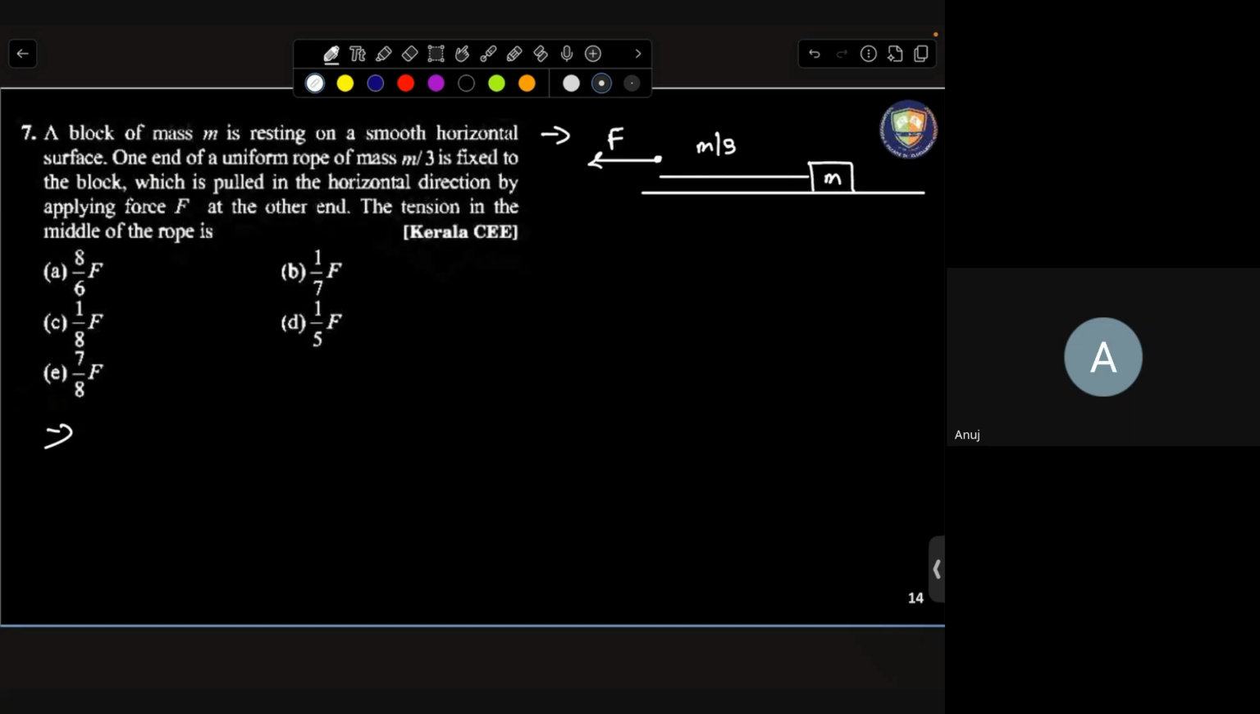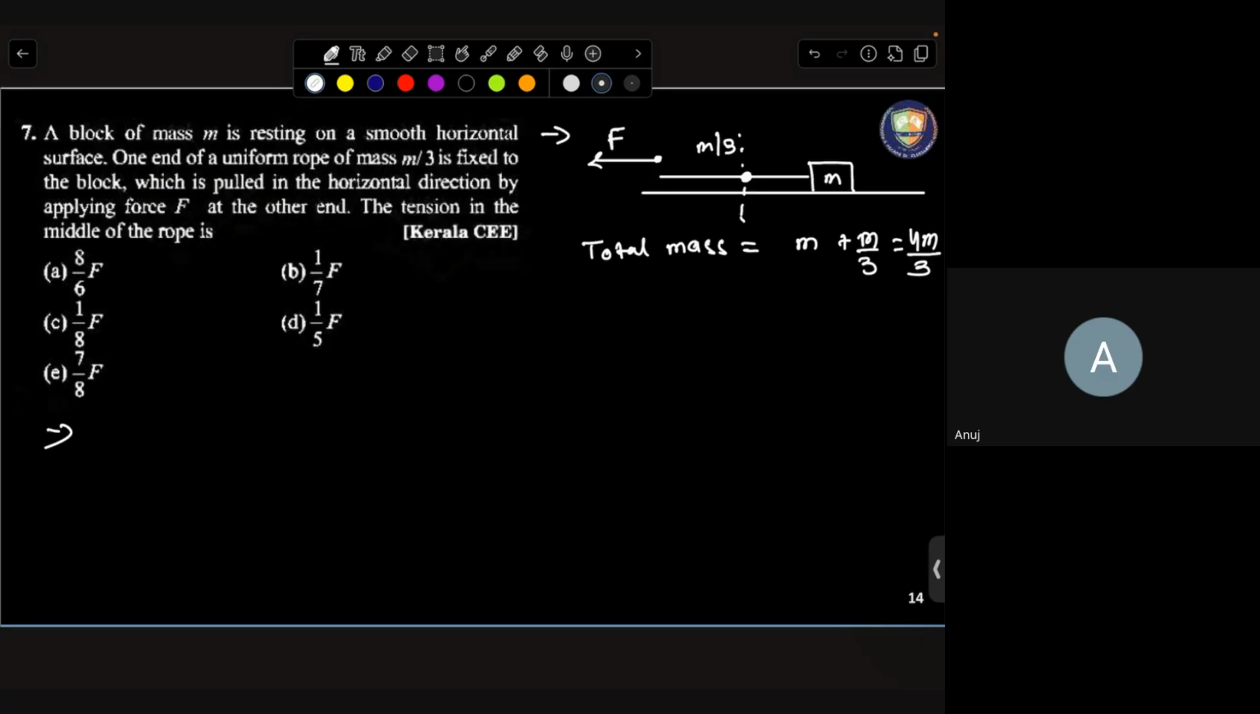The tension at the middle of the rope. Let's say they are asking what is the tension at this point. So first of all, we should know the acceleration of the overall system. Then we can pinpoint the particular point and find which tension force is responsible for that acceleration. So total mass is what? Total mass is mass of block plus mass of rope, which is 4m by 3.